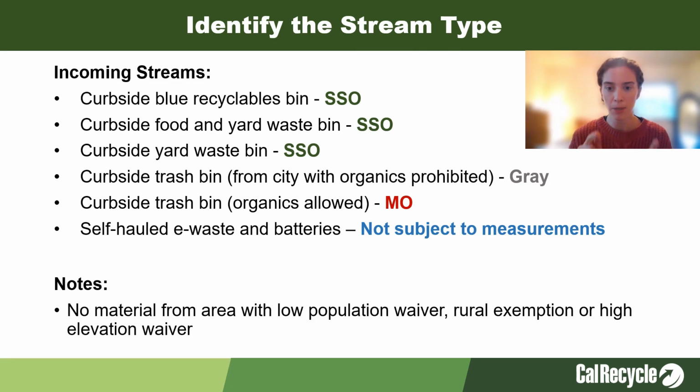If some of the incoming material, or any of this incoming material, was from an area with a high elevation waiver, then that waste has to be treated as a gray container or mixed waste organic stream, depending on the number of bins in that collection system. So I encourage you to reach out to the local enforcement agency or to CalRecycle if you have more questions about this and how to determine if any of the waste coming into a facility is from a jurisdiction that might have a waiver or exemption.